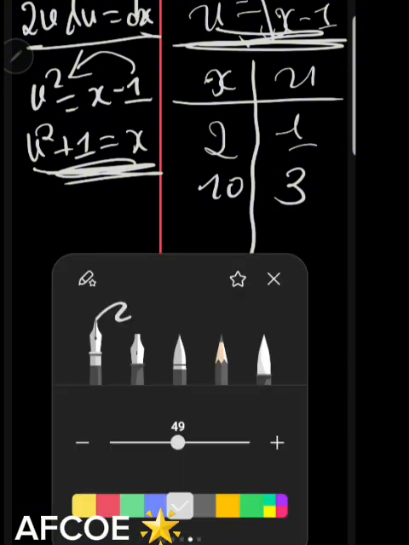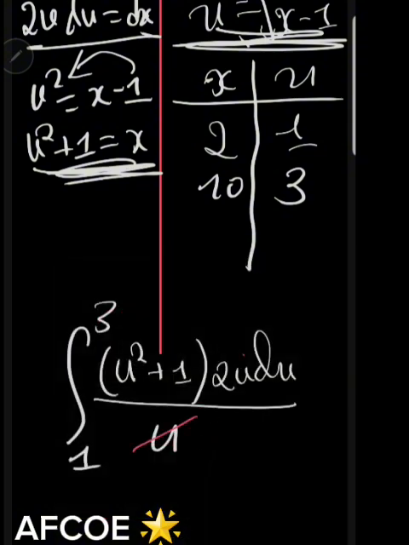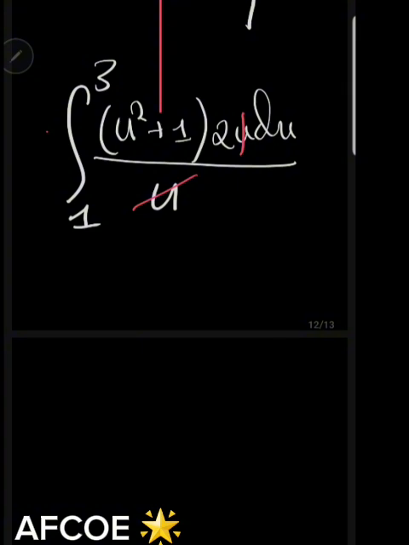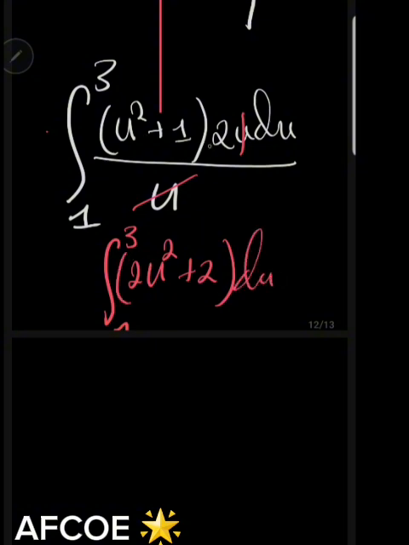So now we can see that this u cancels with this u, and the 2 I can pull out of the integral sign, or I can multiply all through. So we'll now have the integral from 1 to 3 of 2u squared plus 2, all that du. Just open the bracket here.